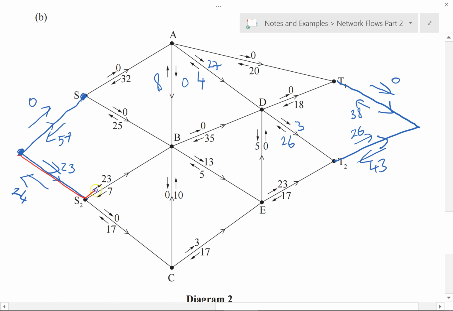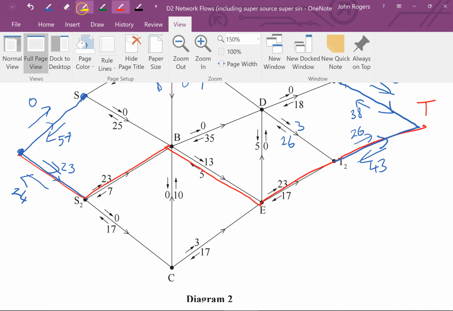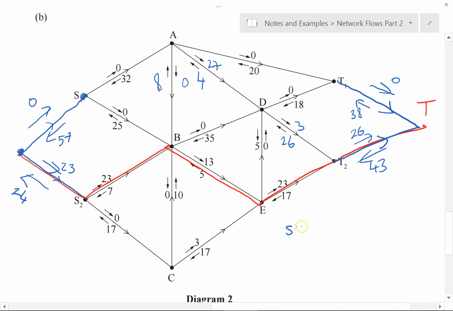So we could go S, B, E, T2 and T. Let's label that T there. Right, now let's write that out. S, S2, B, E, T2 and T. And now when we're looking at what we can send, we're looking at the forward arrows and seeing what the least number is. Got 23, 23, 13, 23 and 26, so we can send 13.